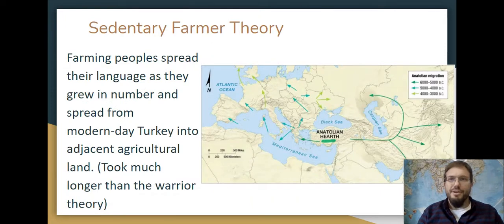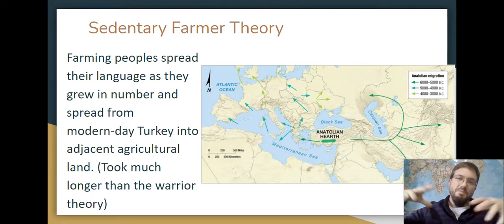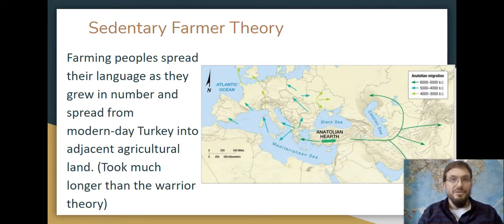The second major theory is the sedentary farmer theory, which again is exactly what it sounds like. The theory is that the Indo-European language came from a group of farmers who, as their population grew through agriculture, needed more land, and so they expanded much more slowly than the nomadic warrior theory, expanded out throughout India and Europe and took their language with them. So again, you look at the time period on that, and you've got about 3,000 years. It took about twice as long in that particular theory to spread Indo-European. Okay, so those are your origins of the Indo-European family theories.